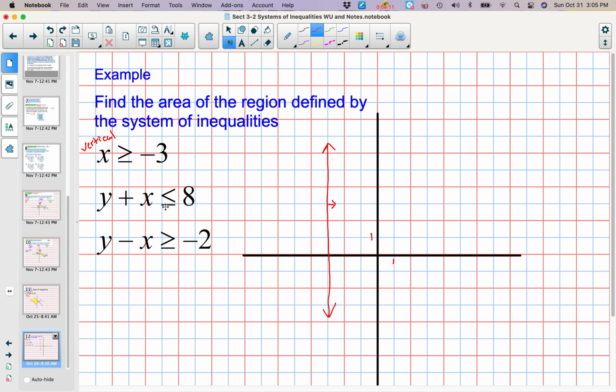Then for the next one, it's okay if you prefer, you could do this one with the x and y intercept methods, except then you have to test a point to decide which part to shade, or you could switch this to x is less than or equal to, if I subtract x, that's pretty easy to do. So then my y-intercept is 8, and I'm going to go down 1 over 1.